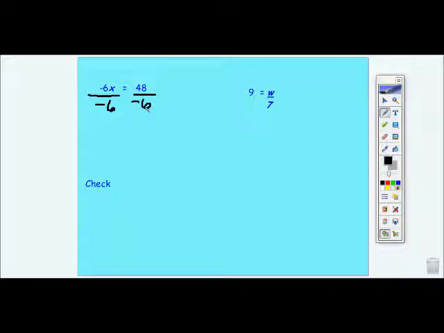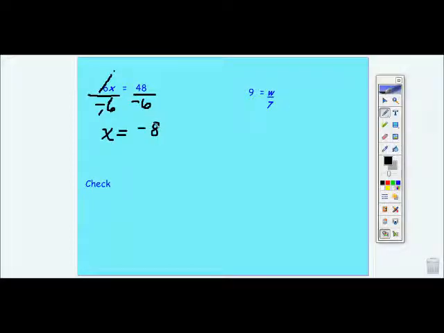Now what I need to do is reduce my fractions. So I have a negative 6 over negative 6, that would be 1. So I end up with x as my variable. And 48 divided by negative 6, when I divide a positive by a negative, I'm going to get a negative. And 6 times 8 will give me 48.